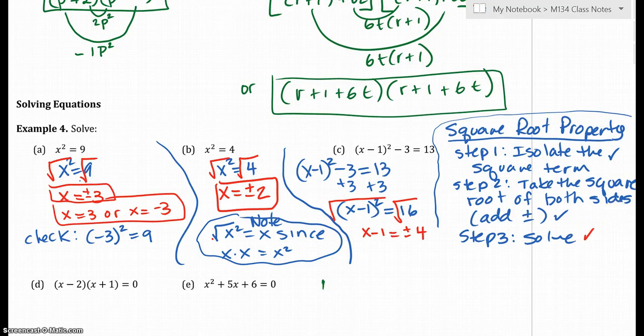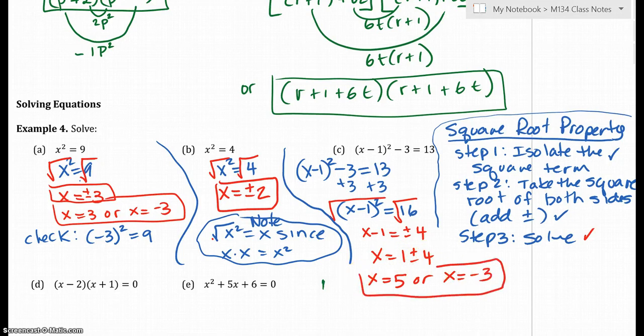Step 3, which we haven't talked about, is solve. Sometimes they're not solved for x at the end, like on part C. So I'm just going to add 1 to both sides. You can actually add 1 to both sides right now, and it would be 1 plus or minus 4. So you could leave it like that, but better if you realize 1 plus 4 is 5, or 1 minus 4 is -3. So the two answers there are 5 and -3. So that is one way of solving.